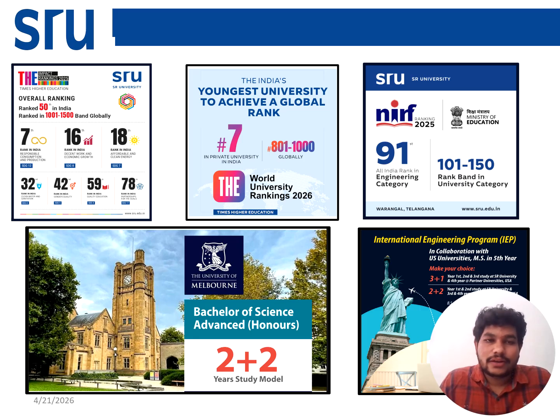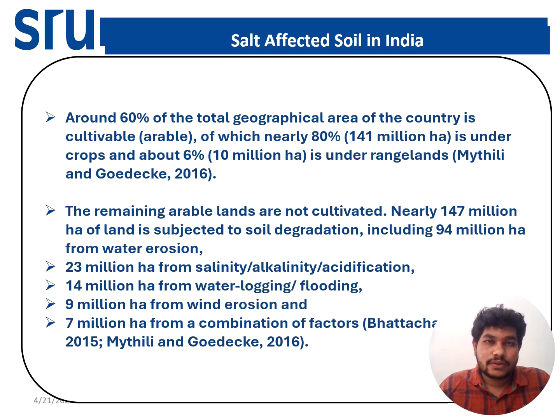Today the interesting topic is the salt affected soil in India. We know that India has nearly 329 million hectares of total geographical area. Out of that, nearly 60% is cultivable, meaning nearly 140 million hectares. And if you look at the degraded land in India, 147 million hectares of land is under degradation.